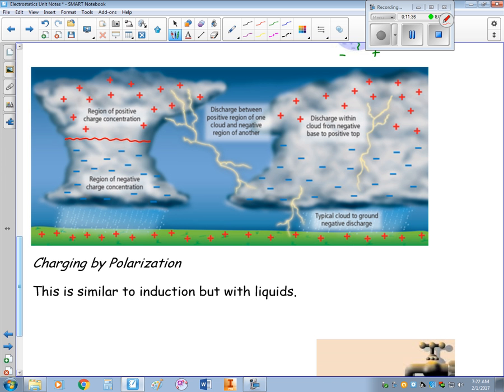Now we're going to learn later that this is going to create an electric field. And when the electric field reaches a certain strength, we get a static discharge or a breakdown of the air, which we call lightning. And notice the lightning can go between clouds, it can go inside the clouds, it can go from cloud to the earth, all of that. But we'll talk more about what an electric field is later.